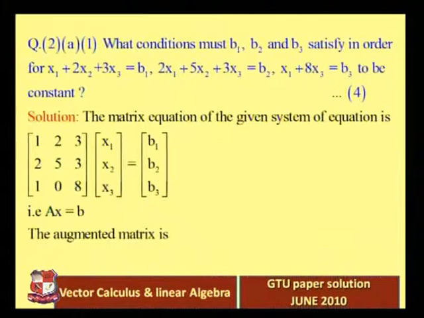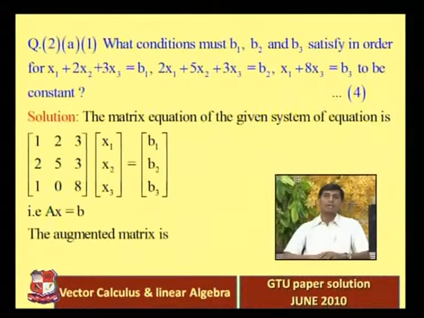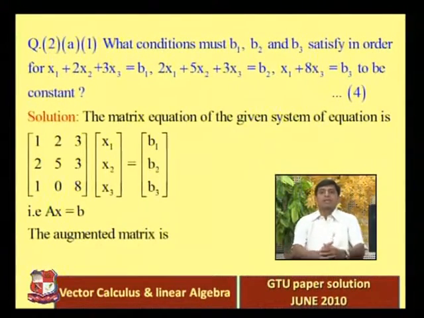Next question, question 2a, first part. What conditions must b1, b2 and b3 satisfy in order for x1 plus 2x2 plus 3x3 equal to b1, 2x1 plus 5x2 plus 3x3 equal to b2, x1 plus 8x3 equal to b3 to be consistent, sorry, not to be constant, to be consistent.